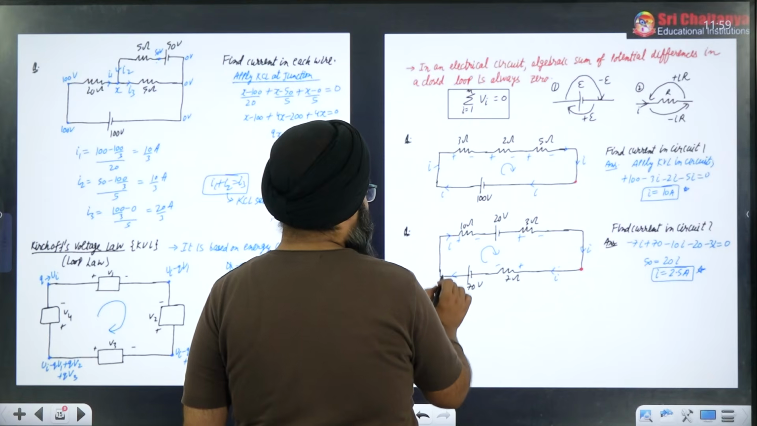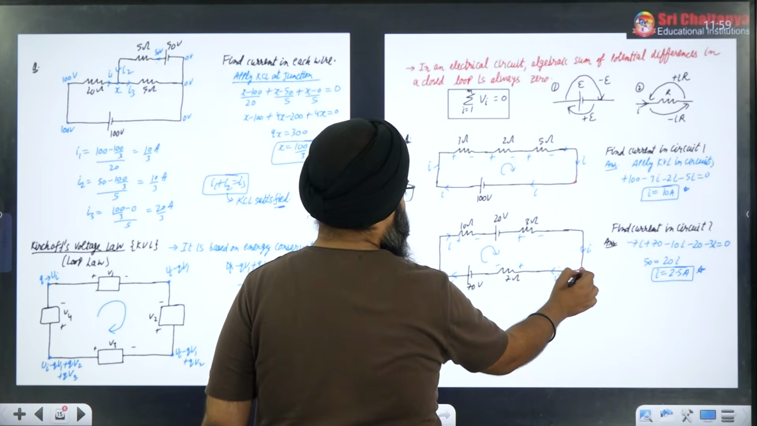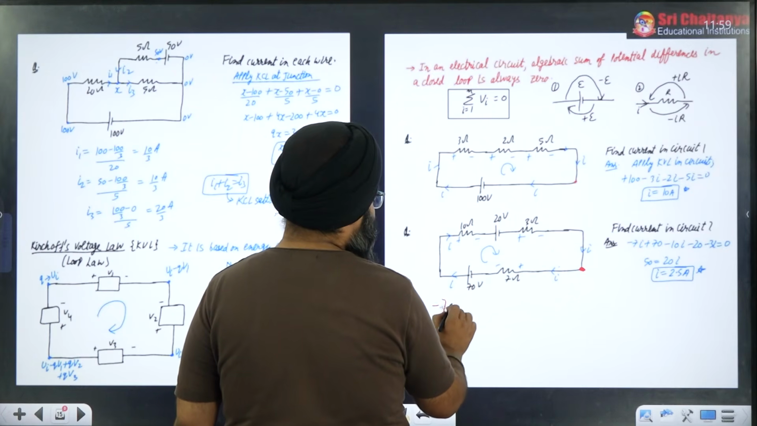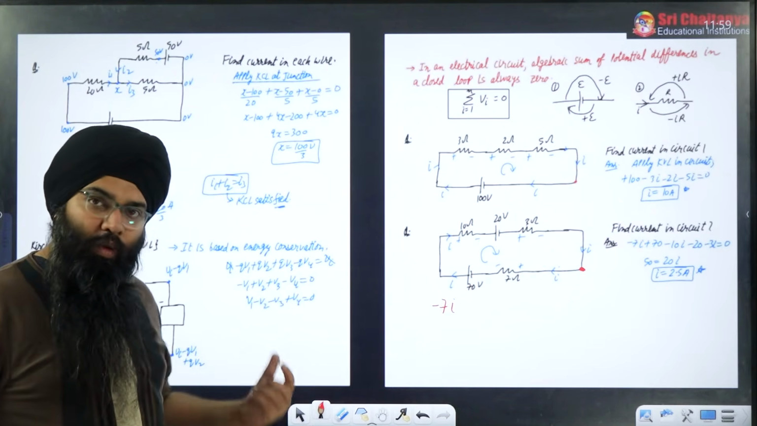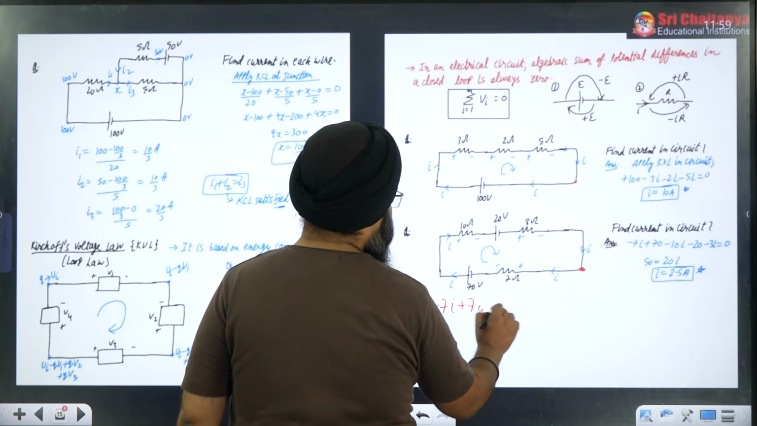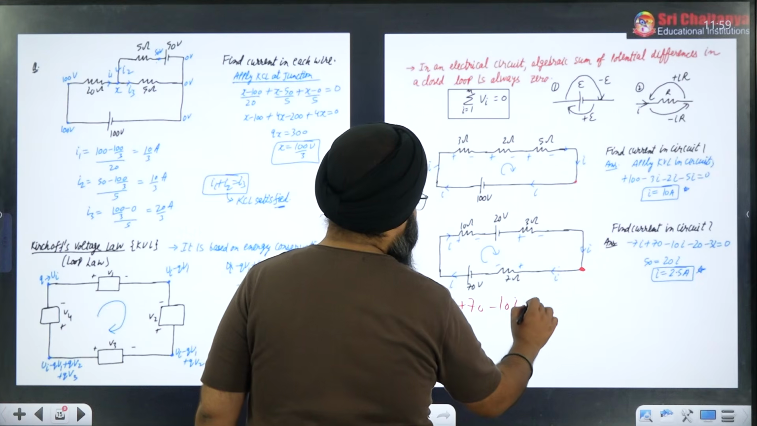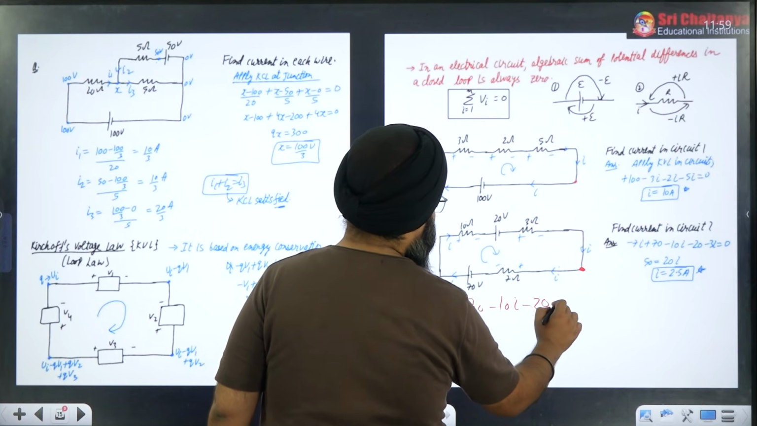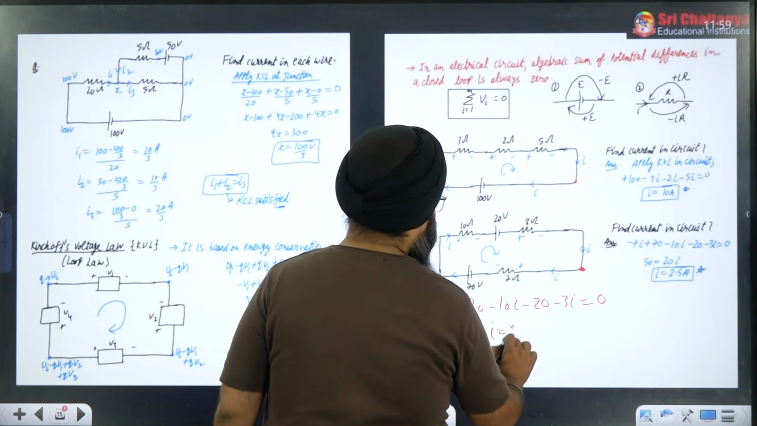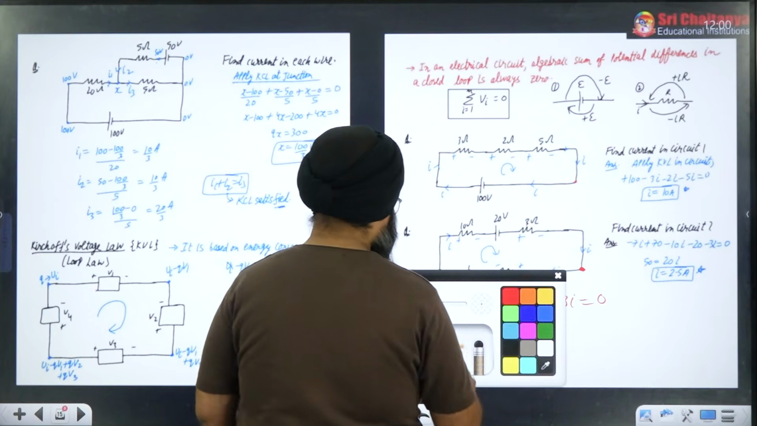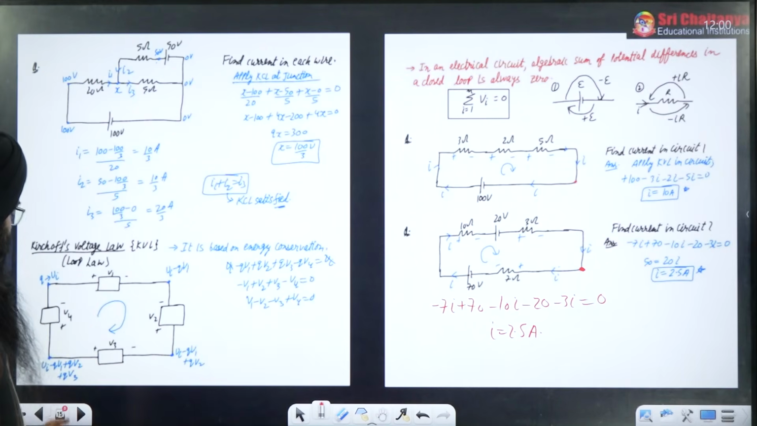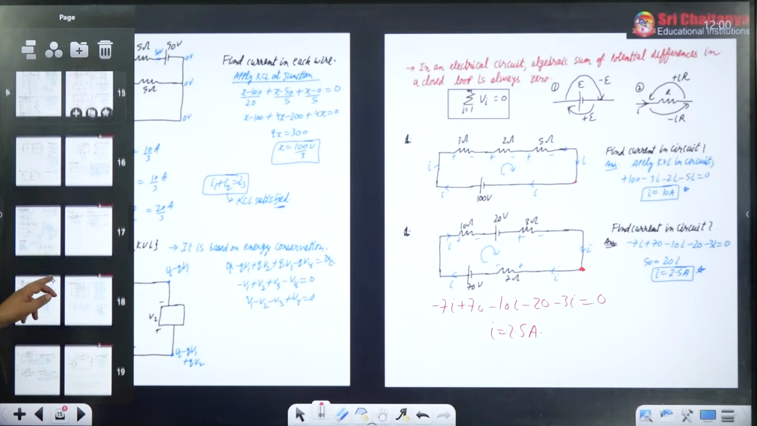Suppose I move from here. As I go plus to minus, I will write minus 7i, because the drop will be I into R. Then minus to plus, plus 70. Plus to minus, minus 10i. Plus to minus, minus 20. Plus to minus, minus 3i, and this equals 0. Solving this equation, the current comes out to be 2.5 ampere. This is how you can apply KVL to different branches. So this point is also clear to us.